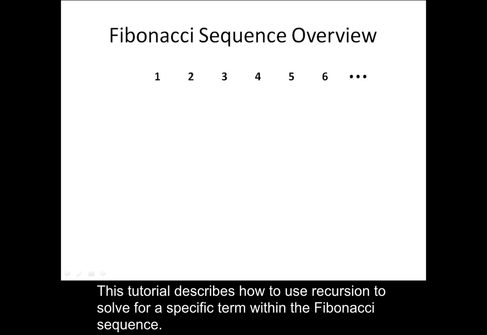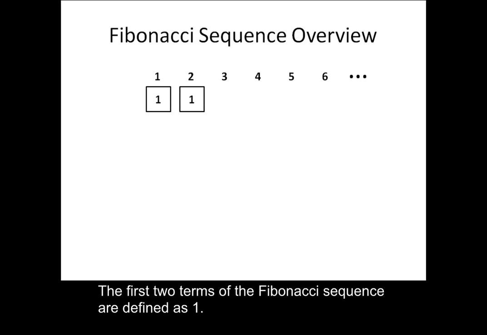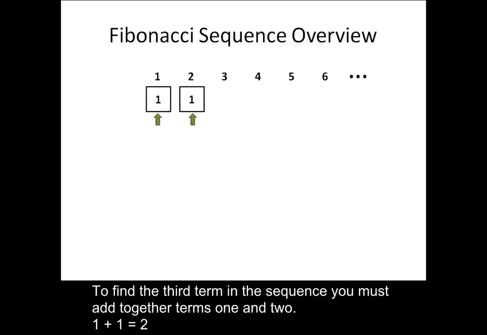This tutorial describes how to use recursion to solve for a specific term within the Fibonacci sequence. The first two terms of the Fibonacci sequence are defined as 1. To find the third term in a sequence, you must add together terms 1 and 2.